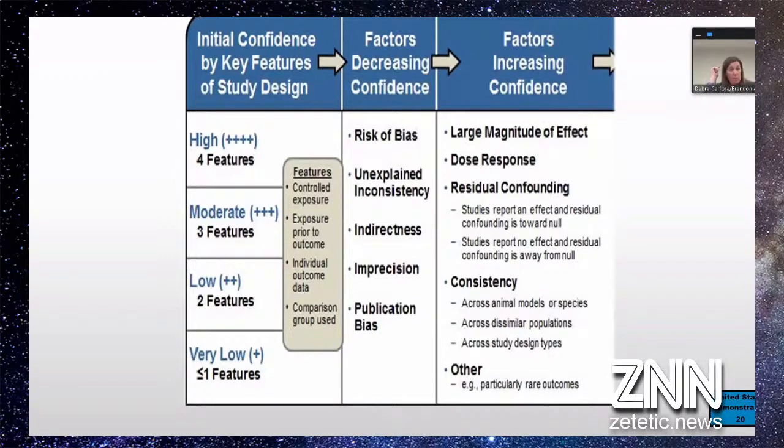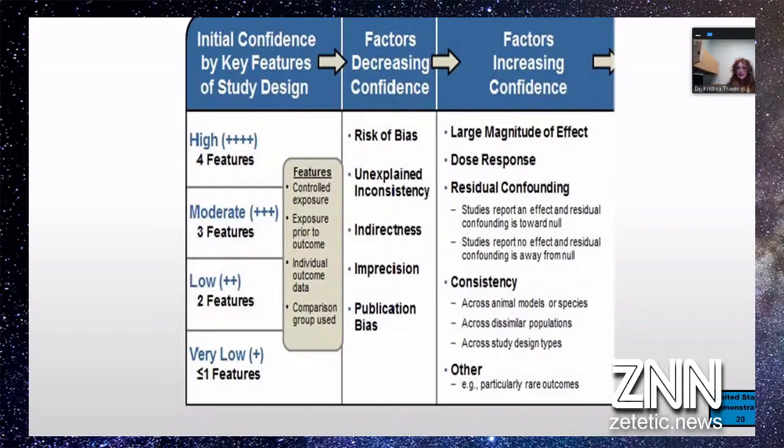What's the next property? The dose response. Typically, this is the notion that as you have increasing dose, you have increasing incidence or severity of the adverse effect. And the next factor? Residual confounding.